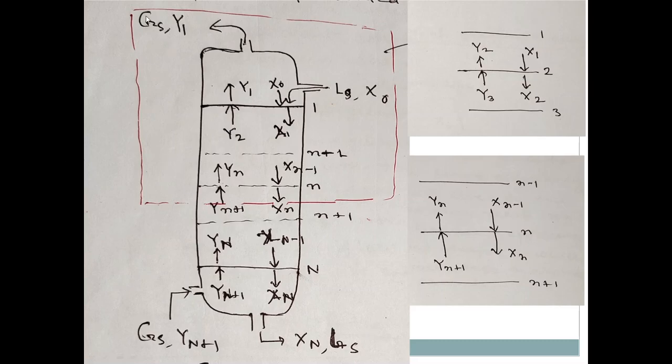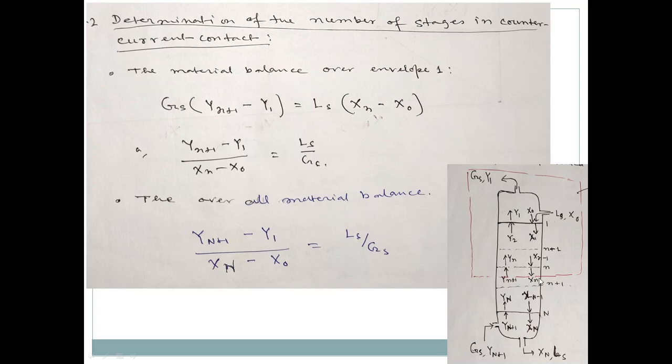Now if you take this envelope 1 up to the nth tray and make the material balance, GS will not change. GS will be constant; whatever GS is entering, it comes out. Yn+1 is entering and outgoing is Y1, for the G phase. For the L phase, Xn is going out and X0 is entering. So Yn+1 minus Y1 equals Ls by Gs times Xn minus X0. This is the slope, Ls by Gs, the same slope as your countercurrent, isn't it?